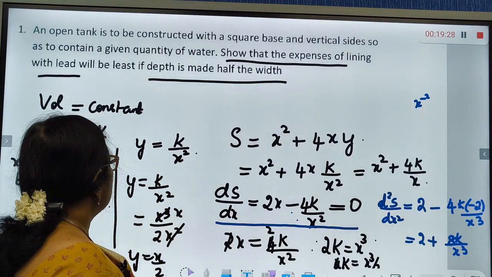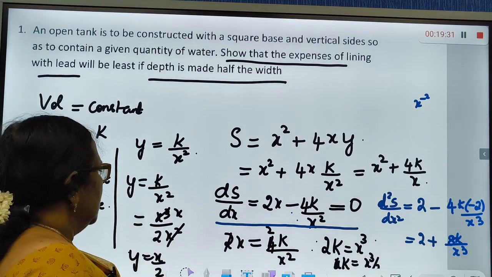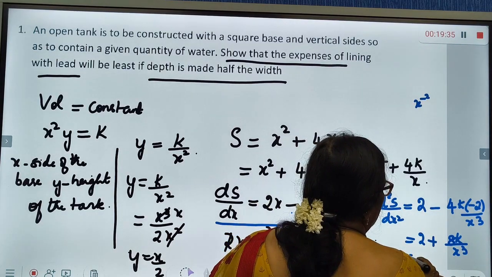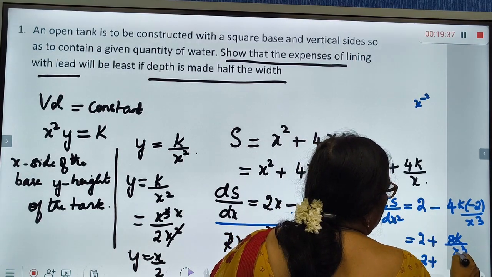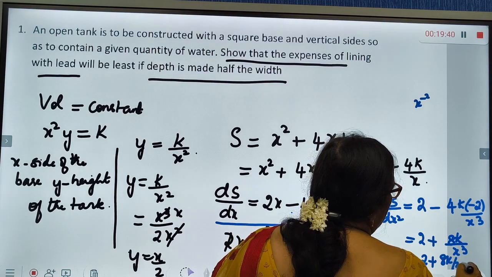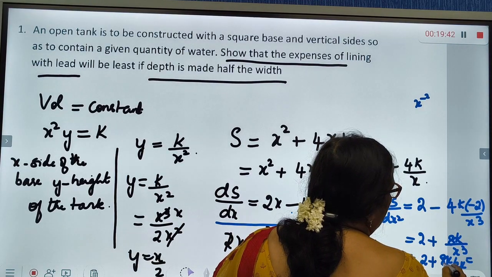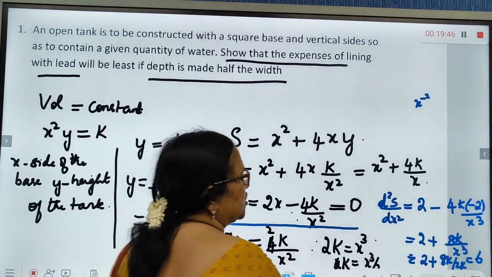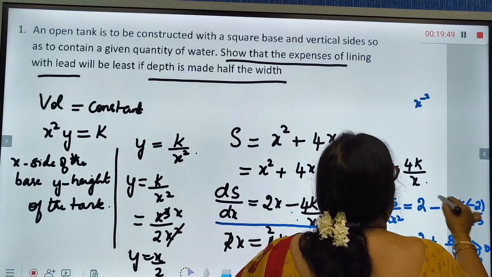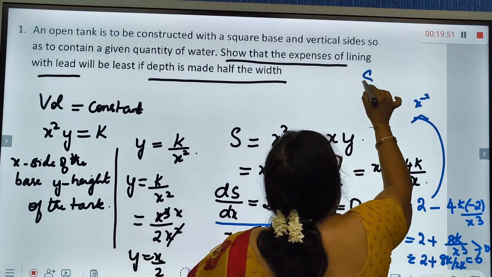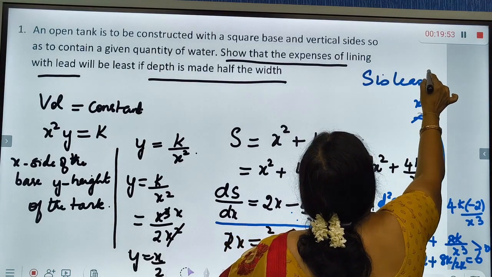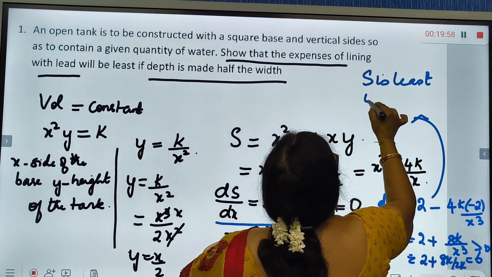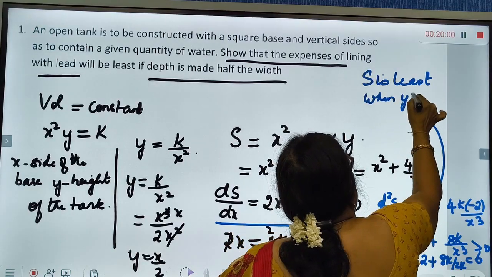Okay. Now what is x cube? X cube is 2k. So 2 plus 8k by 2k, which will give you 4. 4 plus 2, 6. So it is positive, which means s is least when y equal to x by 2.